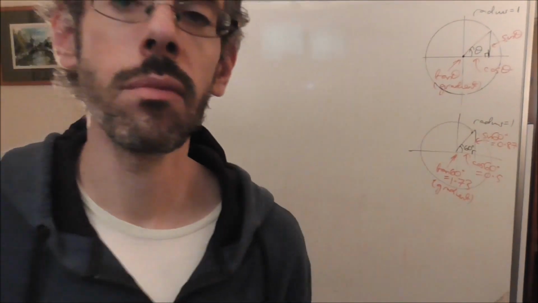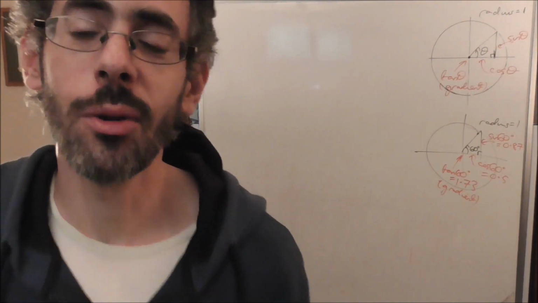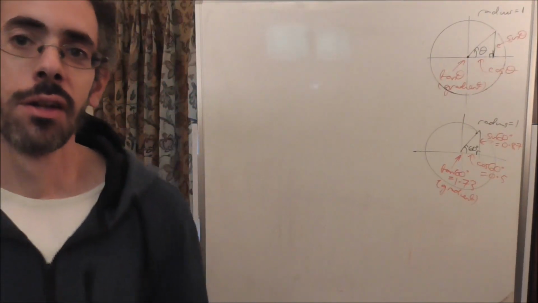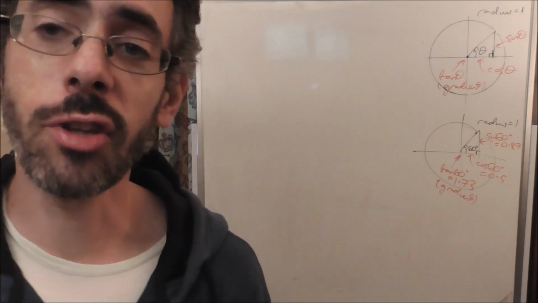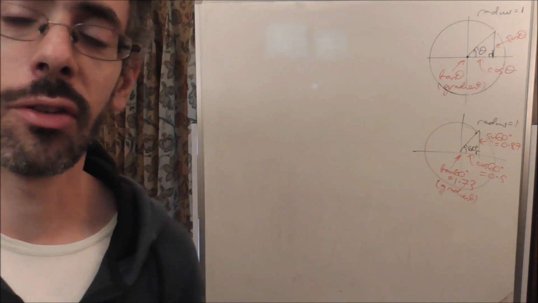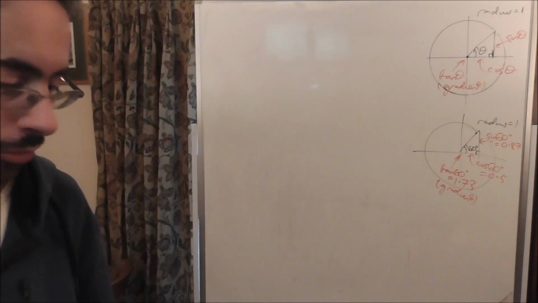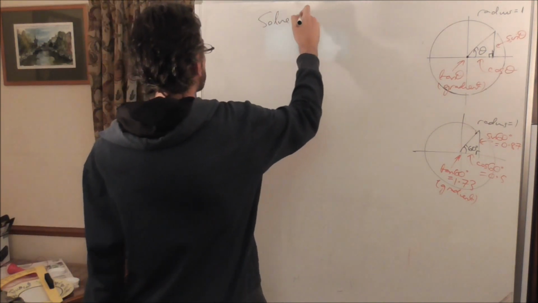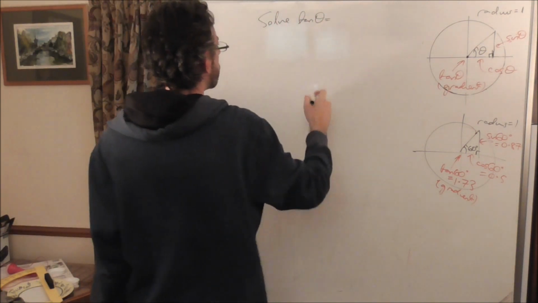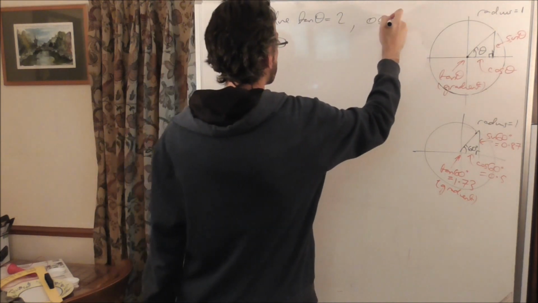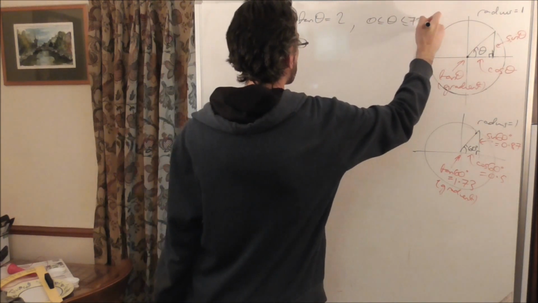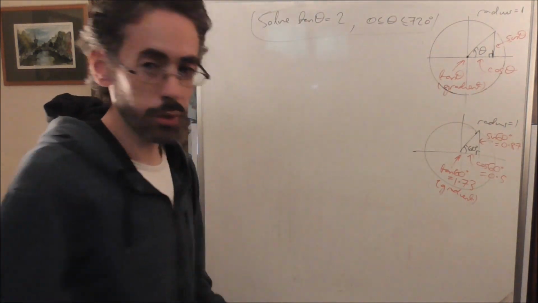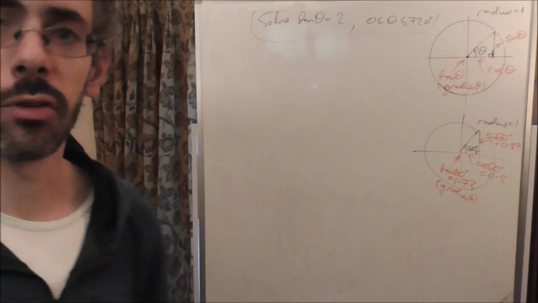Right, now I'm going to do three equations involving tan theta. This is actually a bit easier than the sine theta or cos theta equations, as you'll see. It's easier to find the solutions. So solve tan theta equals 2, and let's look from 0 up to 720. So we're looking for angles with a tan value of 2 in the range from 0 to 720.